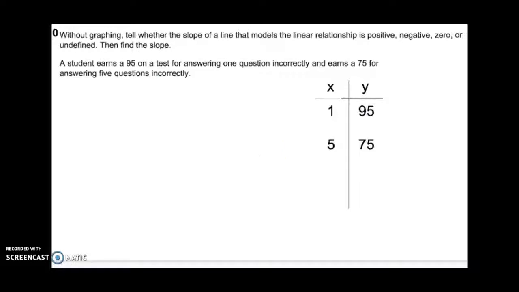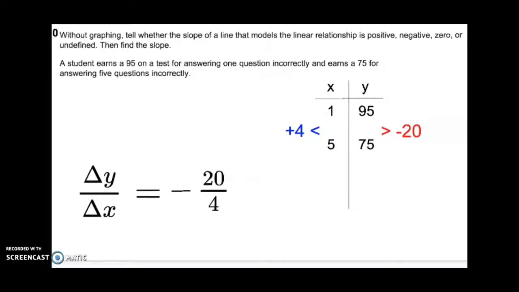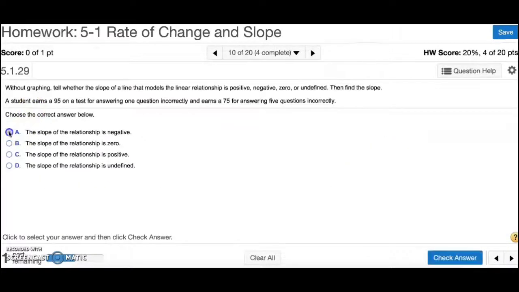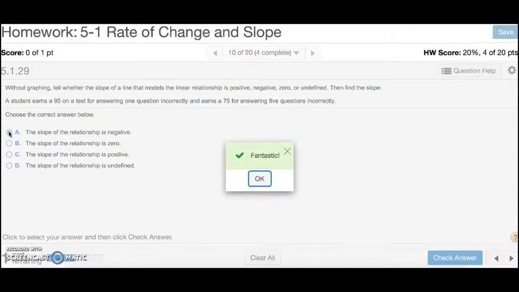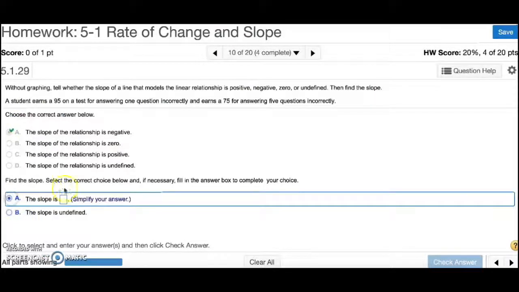So now let's find the rate of change. So we add 4 to 1 to get 5, and I subtract 20 from 95 to get 75. This is the change of y, this is the change of x. Change of y over change of x, we write negative 20 over 4, we get negative 5. So the rate of change is negative 5. Since it's negative, it's going to be a negative slope. So let's choose that. So we choose A, it's negative, and we found that the slope is negative 5.